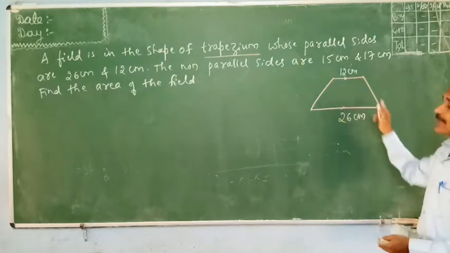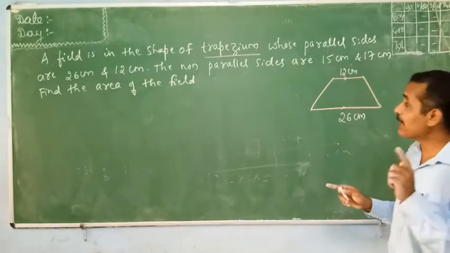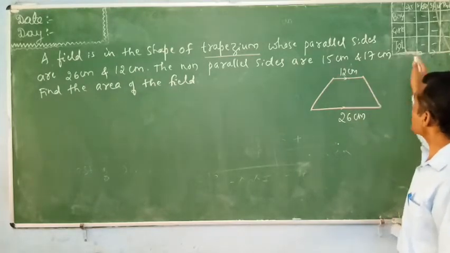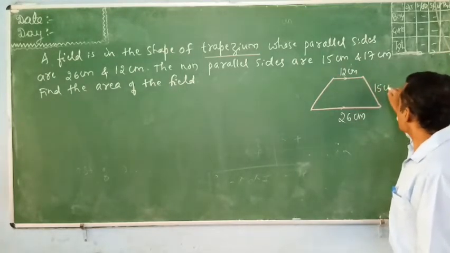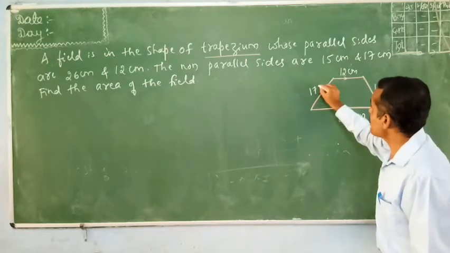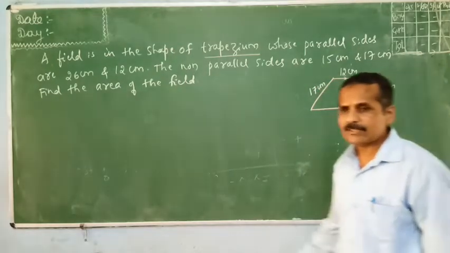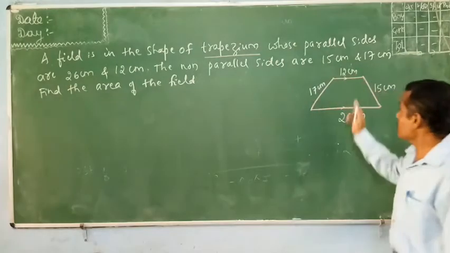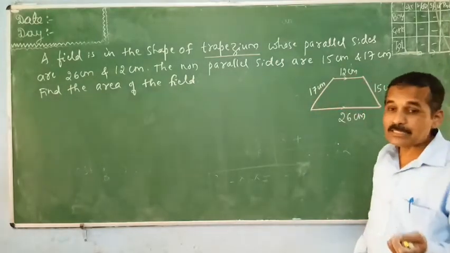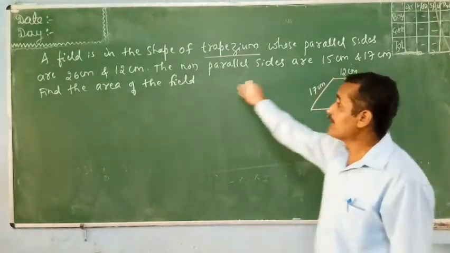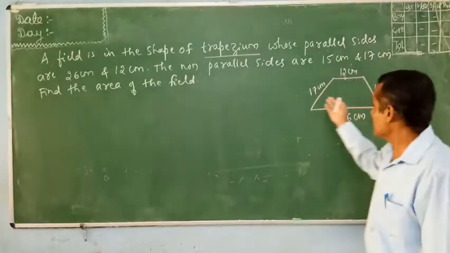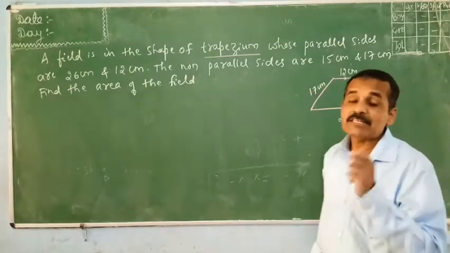And these two are called the non-parallel sides. They are 15 and 17. I will write this as 15 centimeter and this as 17 centimeter. That's all. That means they have given all the four sides of a trapezium. They are asking you to find the area of the field. That means you must find the area of a trapezium.